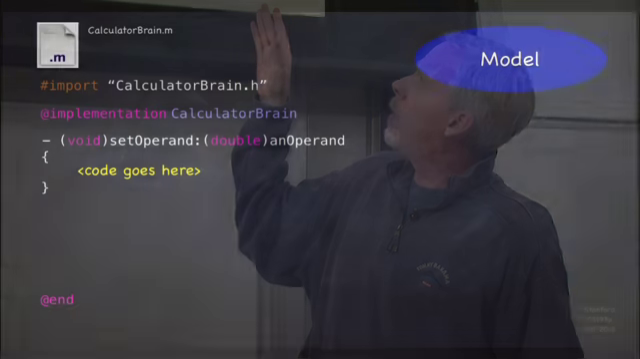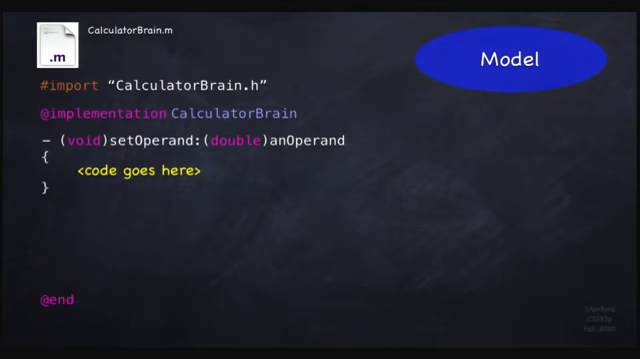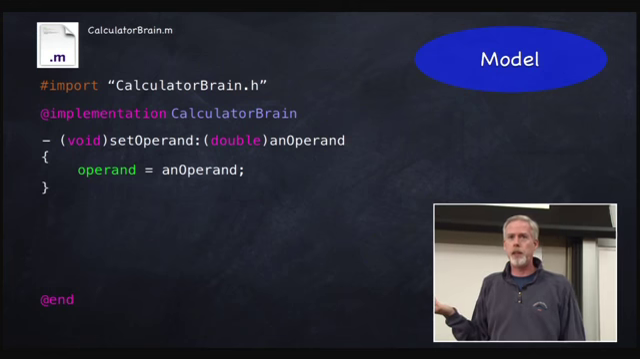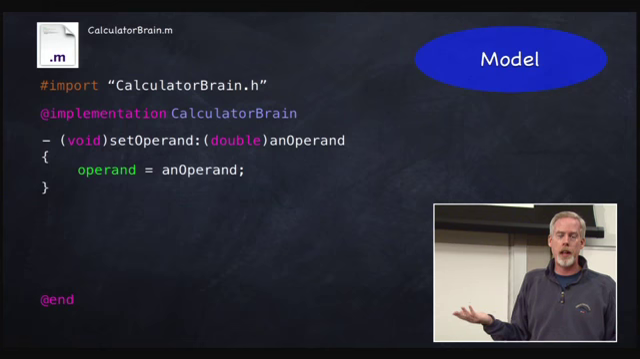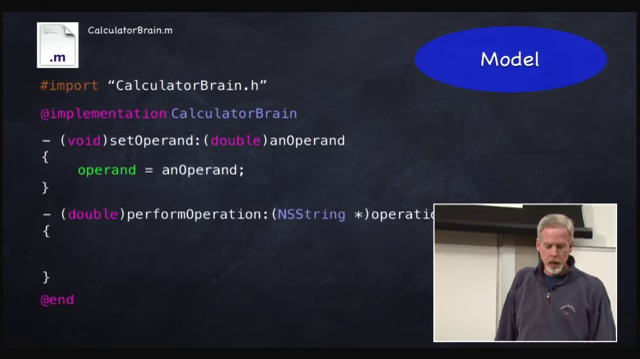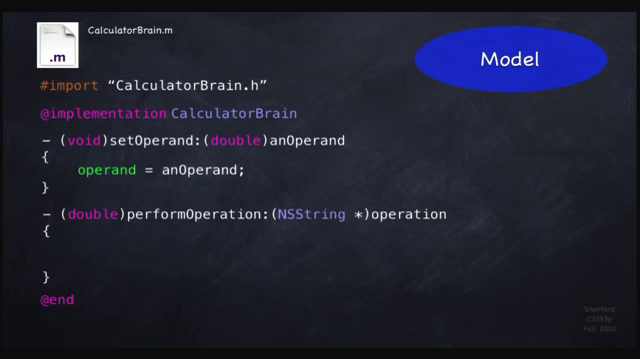OK, so back to this. Set operand, no semicolon there, but curly braces instead, and the code goes here. So set operand, for example, its implementation, no semicolon there. Its implementation, very simple, operand equals an operand. Okay, that's going to be the entire implementation of that method, super simple. We have another method. I'm not going to show you the implementation of that method in the slides. I'll show you when we do the demo.